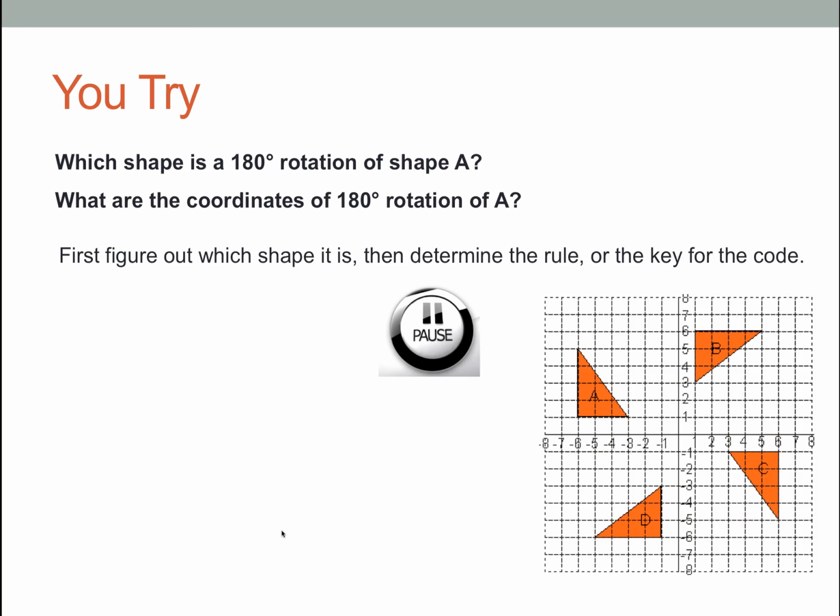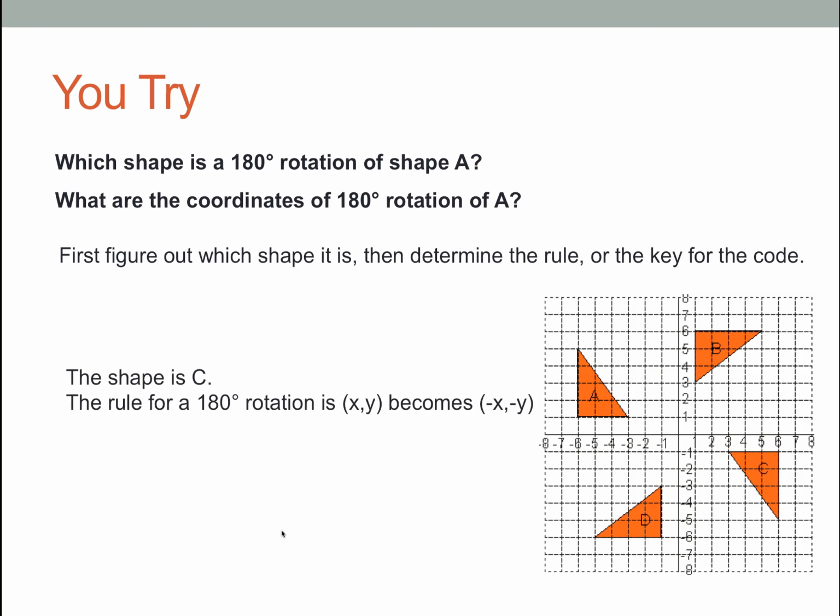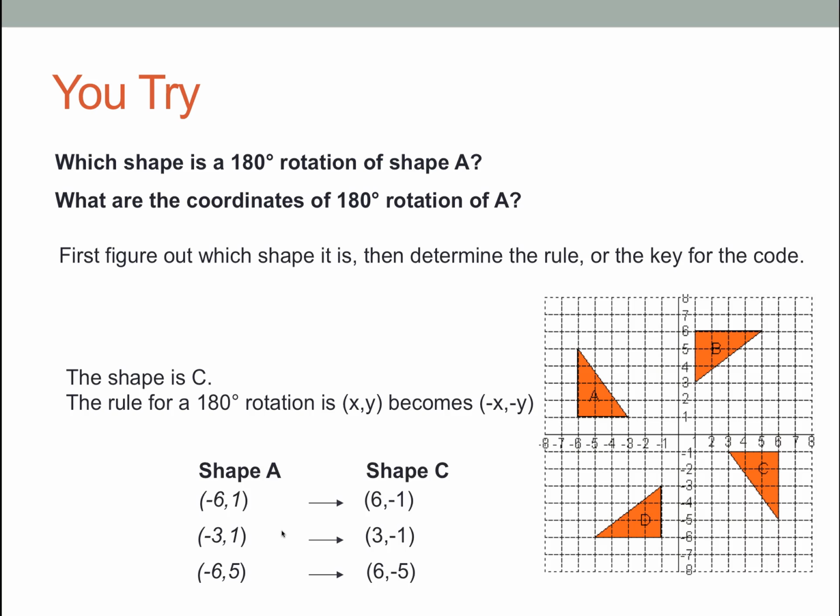All right, welcome back. So you should have figured out that C is a 180 degree rotation of A. And the rule, as we said on the last slide, was xy becomes negative x, negative y. And these are the coordinates that you should have come up with. So you can pause and make sure you got that right. All right, and hopefully you did.